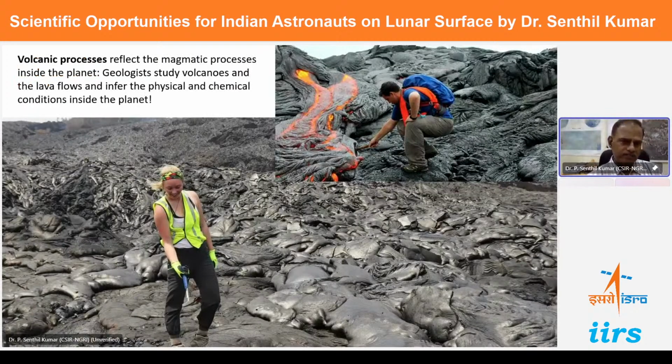Also volcanism. For example, here there are lava flows which are examined by geologists. Similarly, the astronauts also have to visit the volcanic lava flows on the moon and understand how volcanism occurred on the moon.